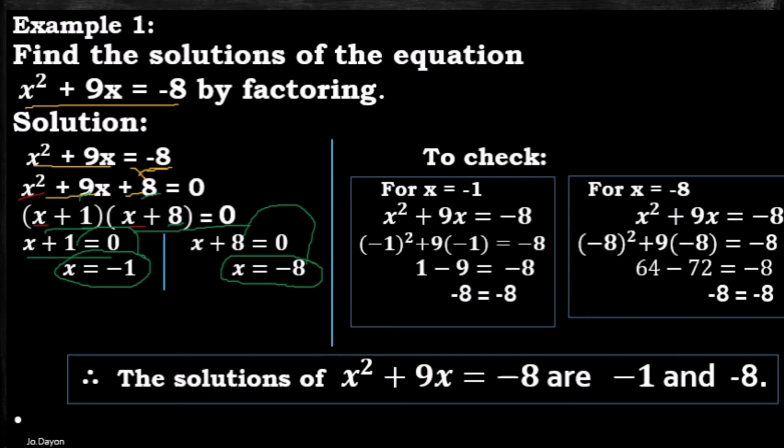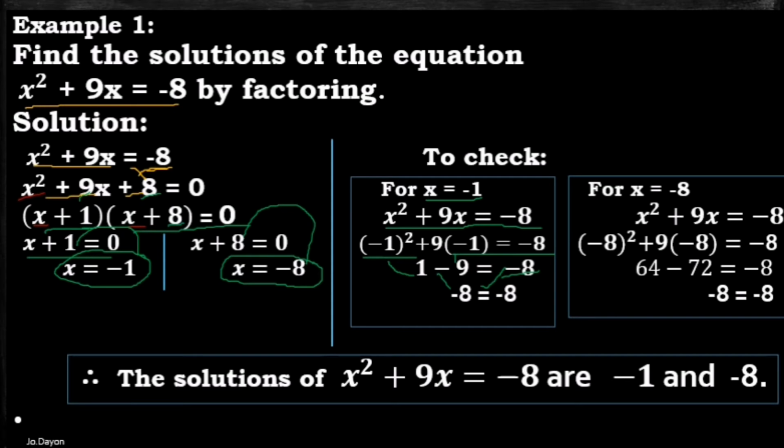Now, to verify whether the answer is correct, we have to check. For x equals negative 1, we're going to substitute x by negative 1. So first, copy the given equation, then substitute x by negative 1. So negative 1 squared plus 9 times negative 1 equals negative 8. Negative 1 squared, negative 1 times negative 1 is 1. And 9 times negative 1, the answer is negative 9, equals negative 8. So 1 minus 9, the answer is negative 8 equals negative 8. If you have observed, we have a balanced equation. Therefore, negative 1 satisfies the equation.